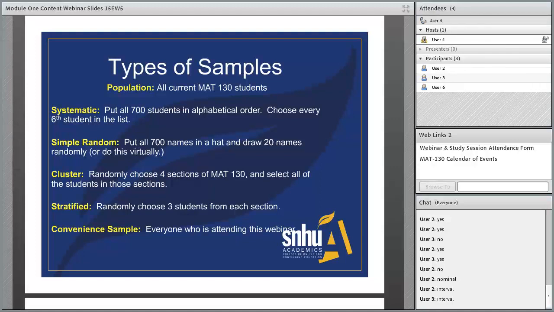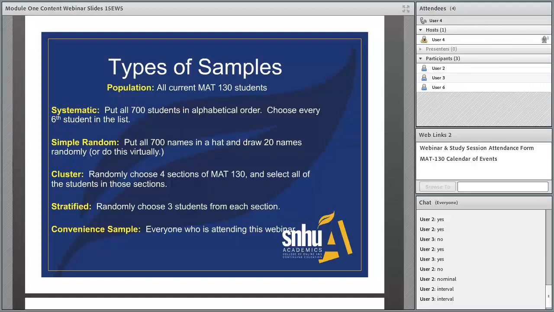And then a convenient sample would be everyone who is attending this webinar. And I would say that in general, a convenient sample is not a great way to choose a sample because you guys might not be representative of all the Math 130 students. You guys are probably more involved than the average Math 130 student because you're deciding that you want to come to an optional webinar. So that would be a convenient sample, but it's very convenient for me because you're all right here. I can just pull you. Okay. So those are the different types of samples.